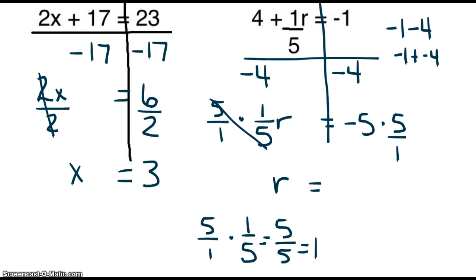So r equals a negative 5 times 5. So 5 times 5 is 25. Negative times a positive is a negative.